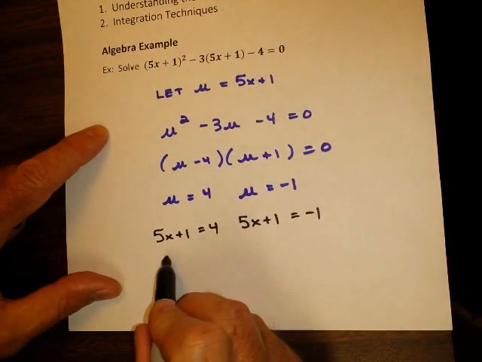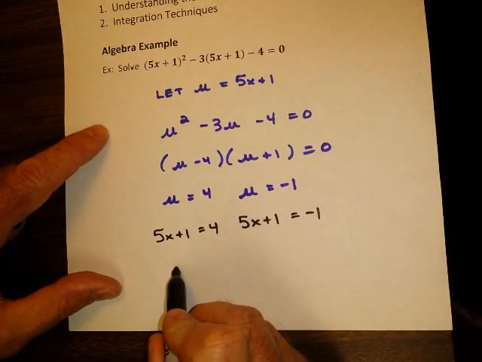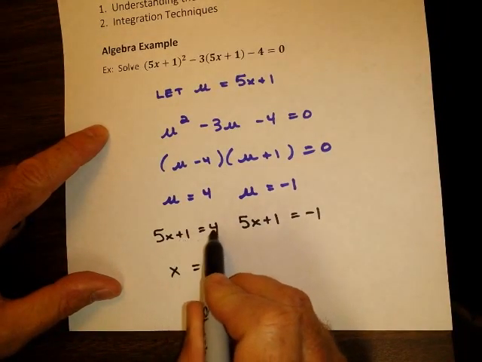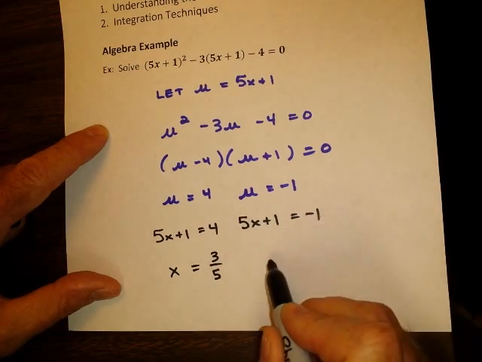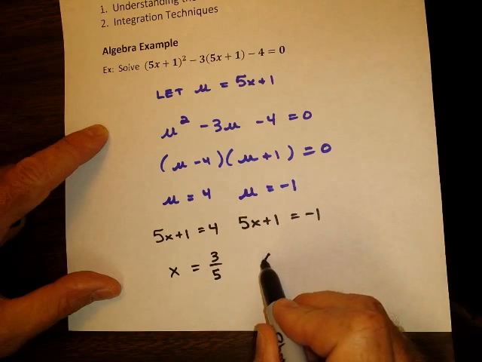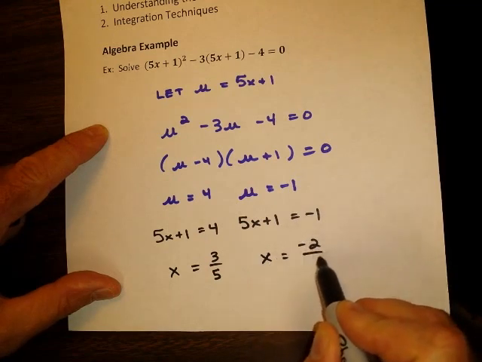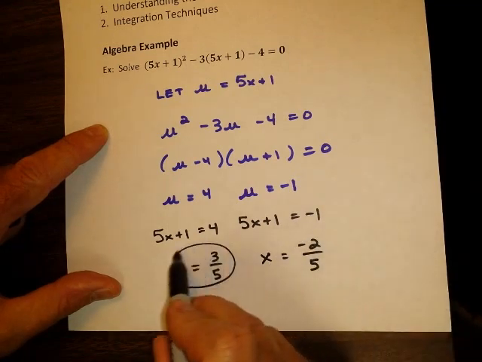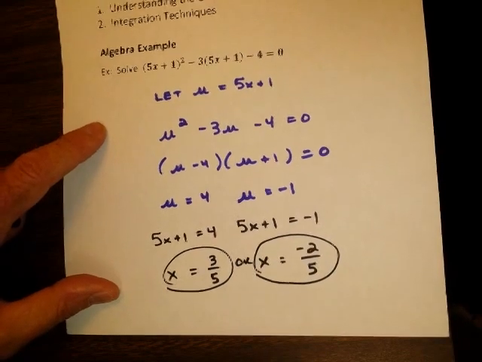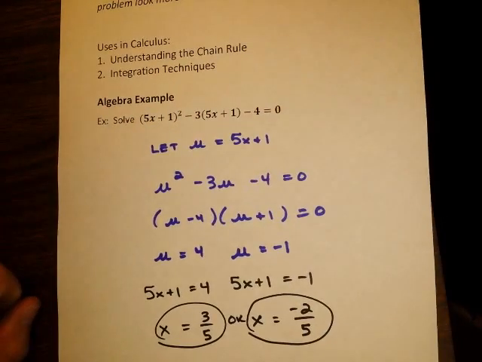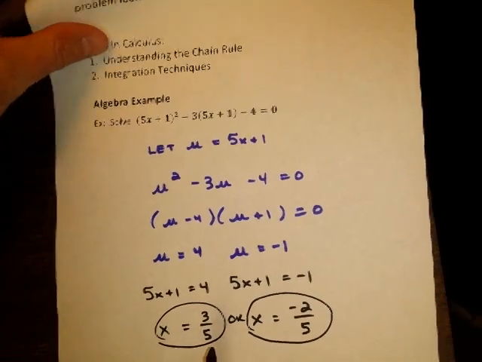So subtract 1 and divide by 5, 3/5 on this one. Over here, subtract 1, we have -2, and then divide by 5 again, we have -2/5. So the two solutions are 3/5 or -2/5. A lot prettier than the example I'm going to show you here.